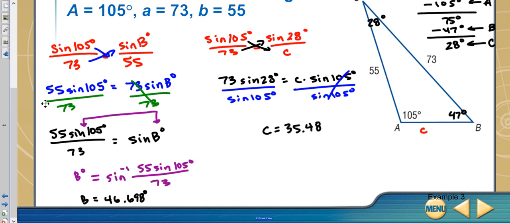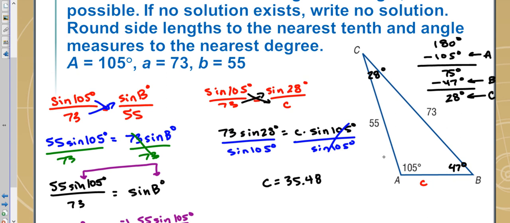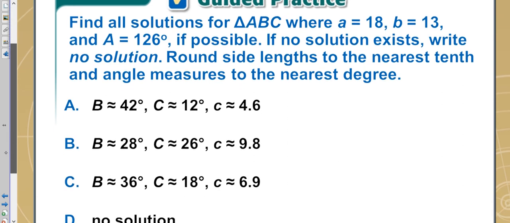35.48, and it's said to round side lengths to the nearest tenth. So we would say this is approximately 35.5. And that's how you would solve the triangle using the law of sines. So now you have another one to try here.